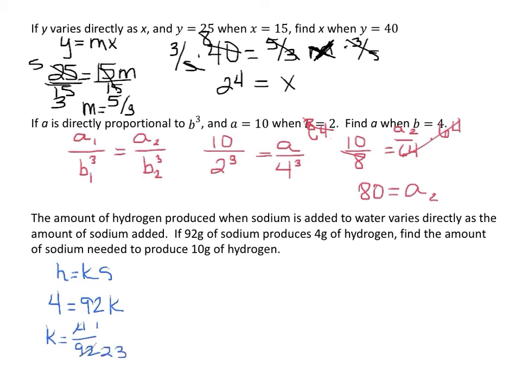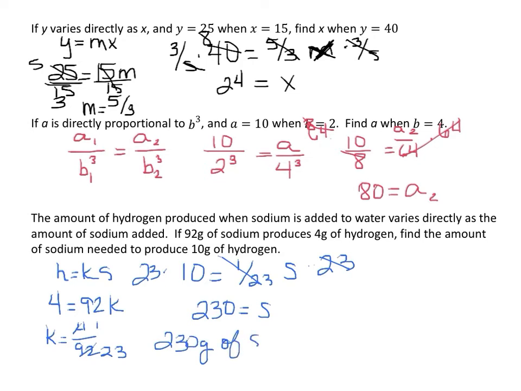So now I need to find the amount of sodium needed to produce 10 grams of hydrogen. Well, hydrogen is 10, K is 1/23. And then I've got S. So the simple thing here, we multiply by 23 on both sides. This cancels. 230 equals S, so we could write out our sentence. 230 grams of sodium is needed to make 10 grams of hydrogen.